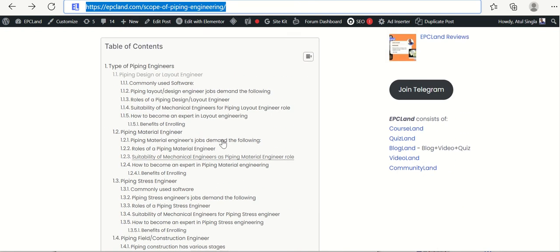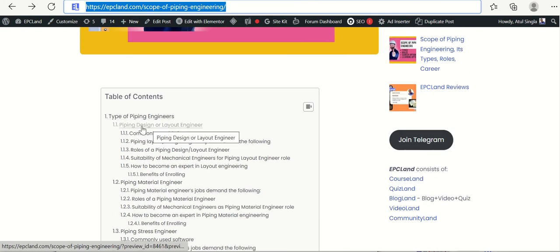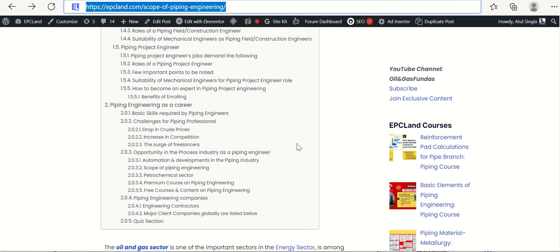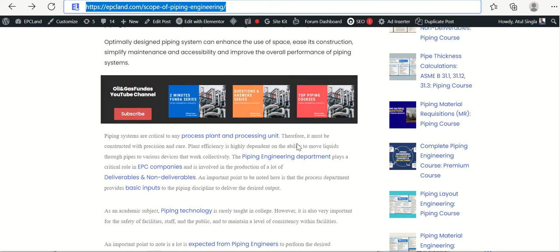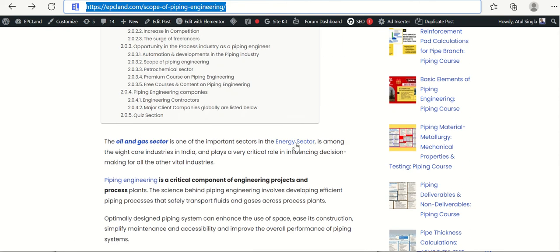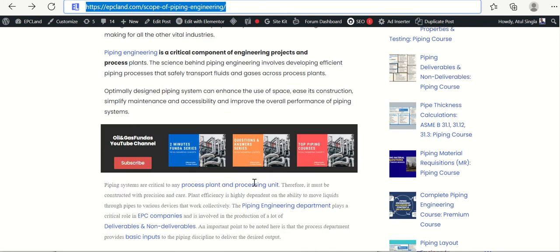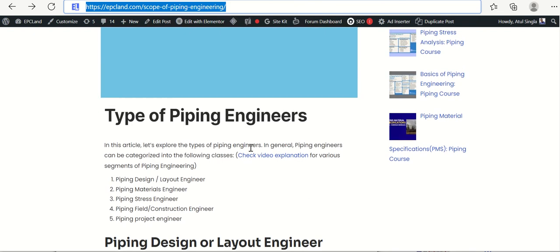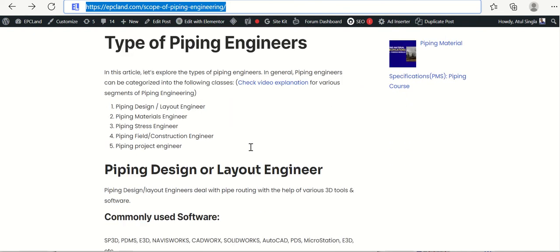Here we are going to first look at what is piping design layout engineers. Okay, so let us go to this topic. We know the importance of oil and gas sector in energy sector, right? Piping engineering is critical component of engineering projects, especially process plants. So let us see how these engineers are involved into various activities.